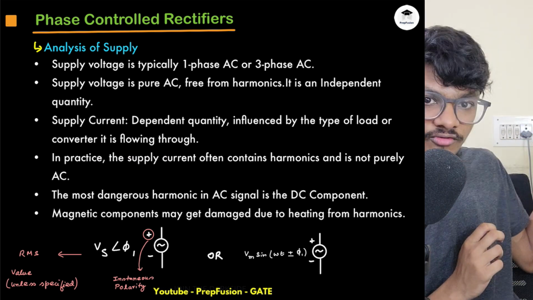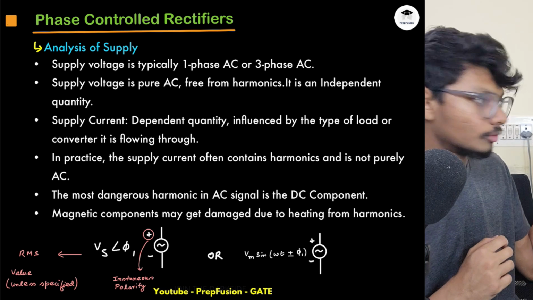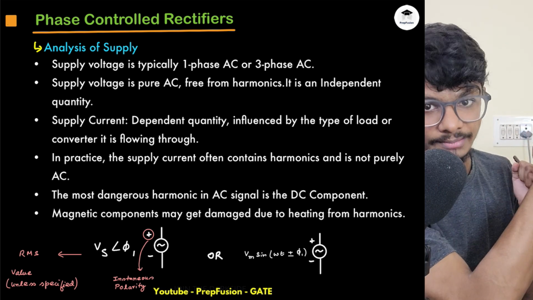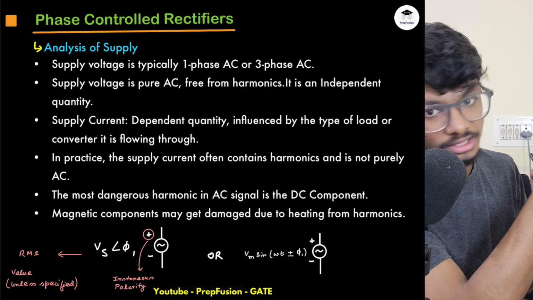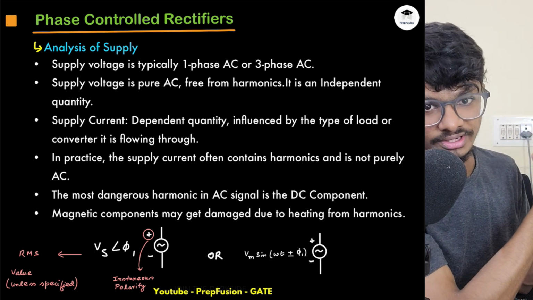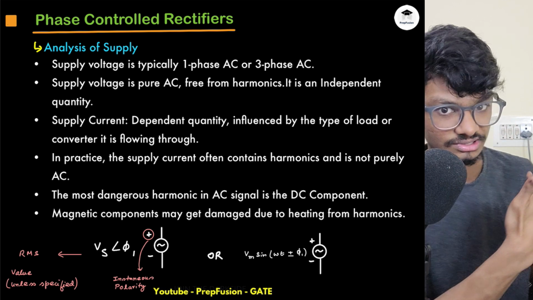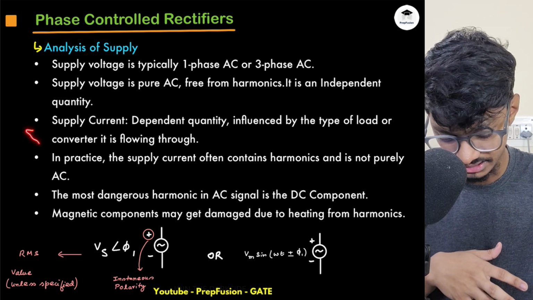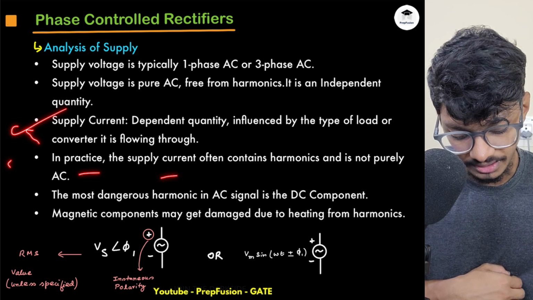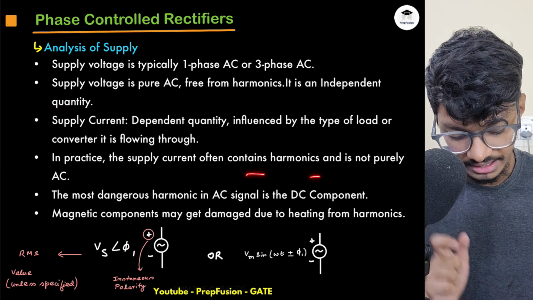Whatever plug I use, or if I measure this through my multimeter, the voltage will always be some 230 volts, 50 hertz signal coming from this plug. But the current can change depending on the load, right? Current can change. That's exactly what this is telling us. In practice, the supply current often contains harmonics and it is not purely AC.